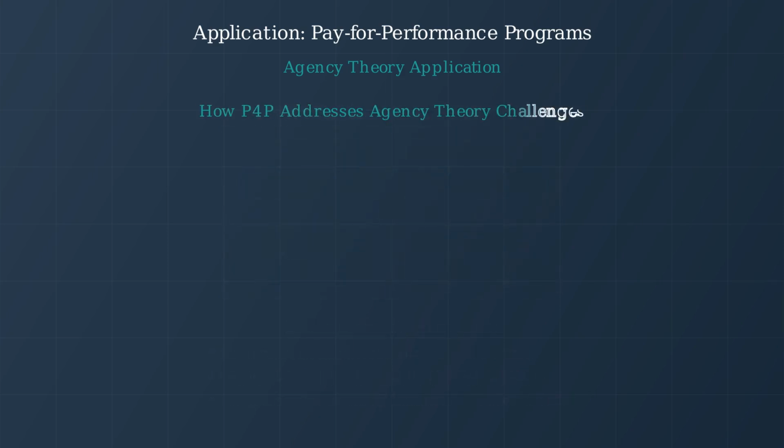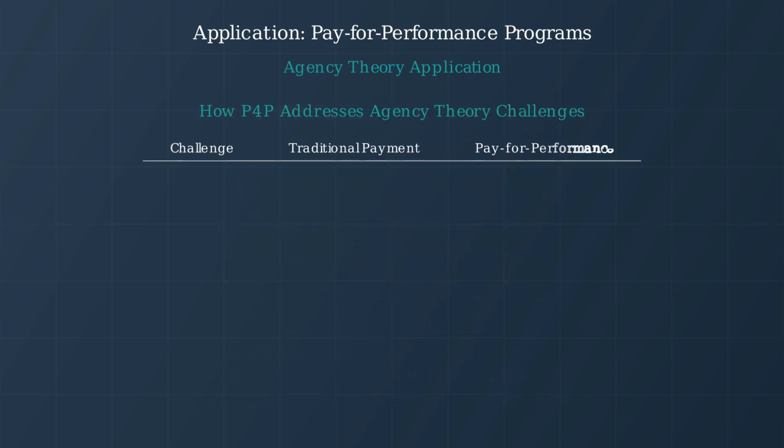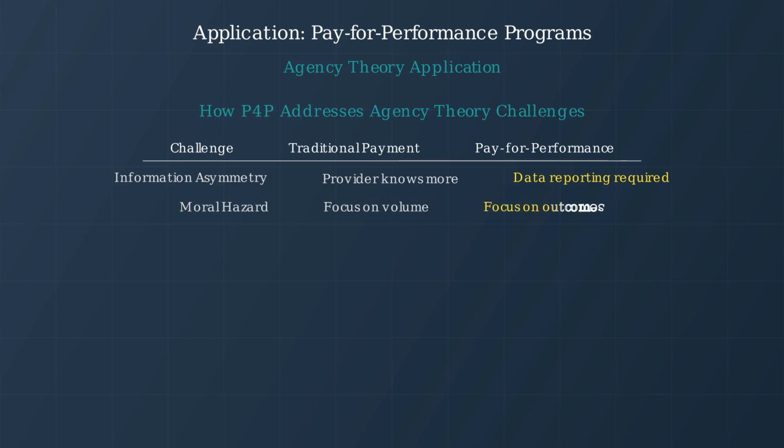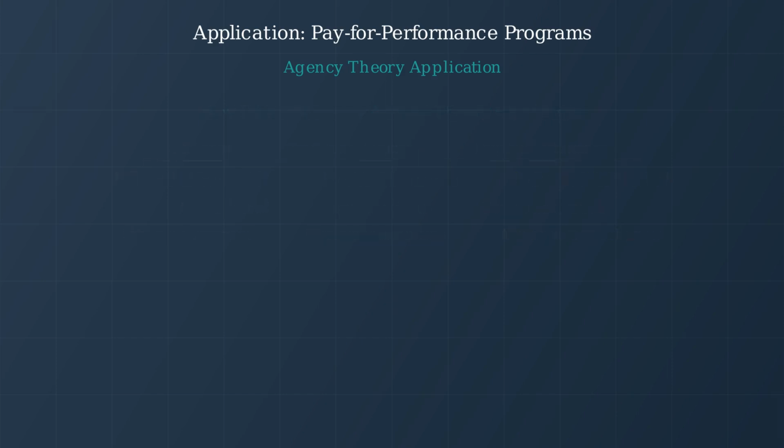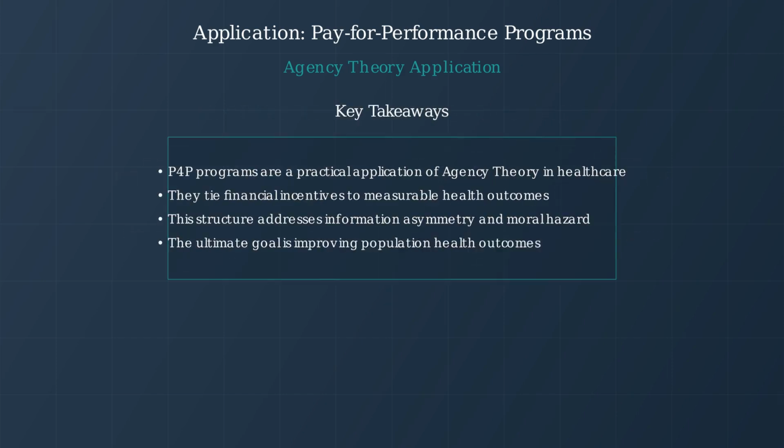Pay-for-performance programs directly address the challenges highlighted by agency theory. They reduce information asymmetry by requiring data reporting, mitigate moral hazard by shifting focus from volume to outcomes, and align incentives between payers and providers. To summarize, pay-for-performance programs represent a practical application of agency theory in healthcare settings, using financial incentives to align provider behaviors with desired public health outcomes.